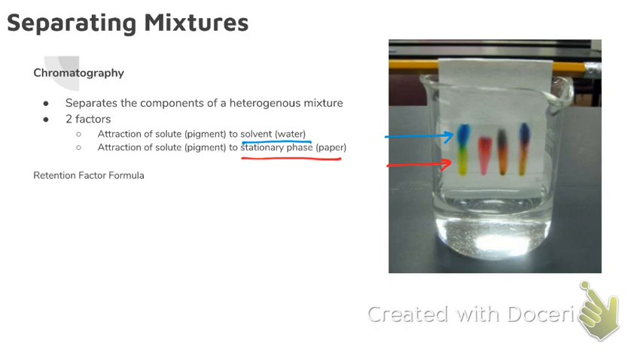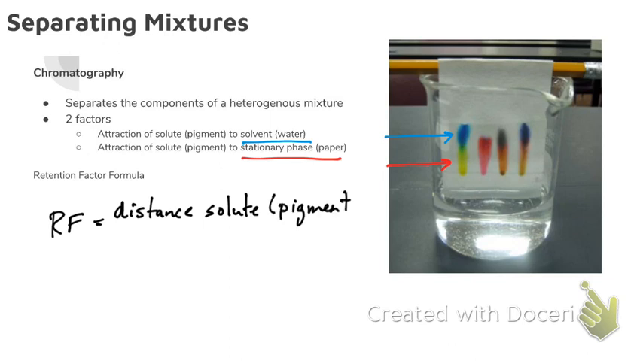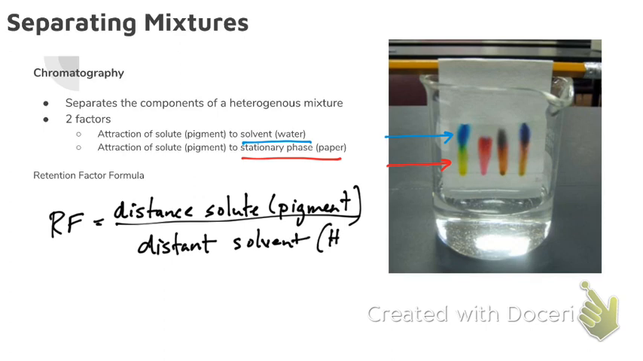And so you can actually calculate this using what we call a retention factor formula. The retention factor, RF, is equal to the distance of the solute, which in this case is the pigment, over the distance of the solvent. And this is what we did the lab on today, which is Monday.